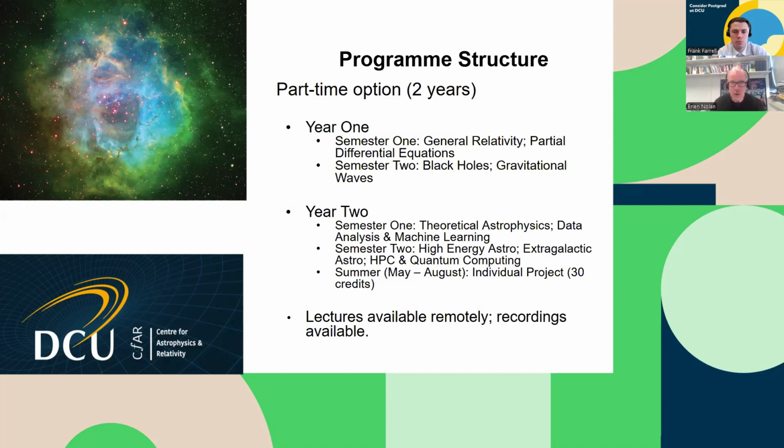So in year one, basically what we do is the modules on general relativity. So that's the semester one module on general relativity and the semester one maths module on partial differential equations, which is essential to understanding general relativity. Then in semester two, it's the two, let's say, advanced applications of general relativity to the study of black holes and gravitational waves.